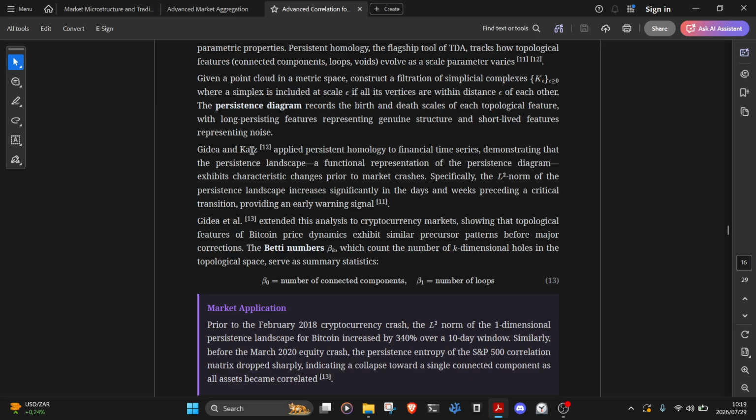Reference 12 applied persistent homology to financial time series, demonstrating that the persistent landscape, a functional representation of the persistence diagram, exhibits characteristic changes prior to market crashes. I'm going to read that again because it's extremely important. Reference 12 applied persistent homology to financial time series, demonstrating that the persistent landscape, a functional representation of the persistence diagram, exhibits characteristic changes prior to market crashes. And this just means that essentially the topology changes its shape before the market crashes, right?